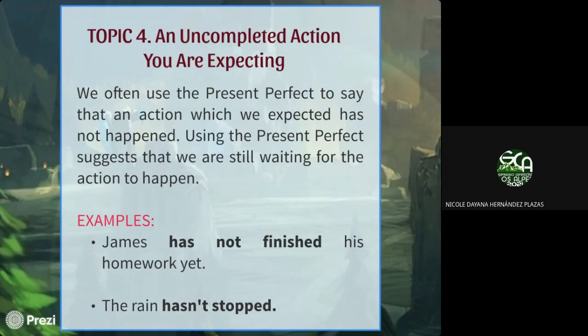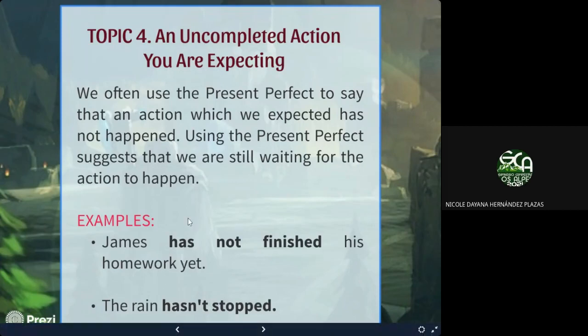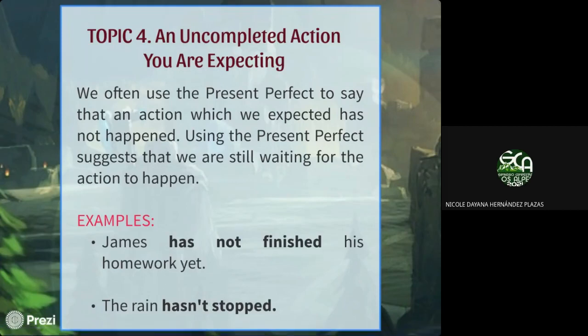Cosas que quieres que pasen, cosas que estás esperando que sucedan, pero pues no han pasado. Y aquí es donde aparece, por ejemplo, nuestro hermoso y maravilloso yet, nuestro aún. So let's take a look at the example. James has not finished his homework yet.